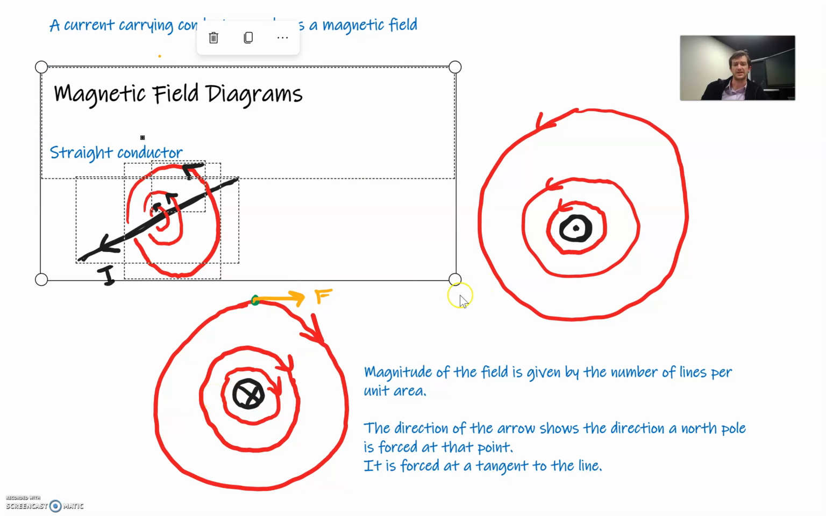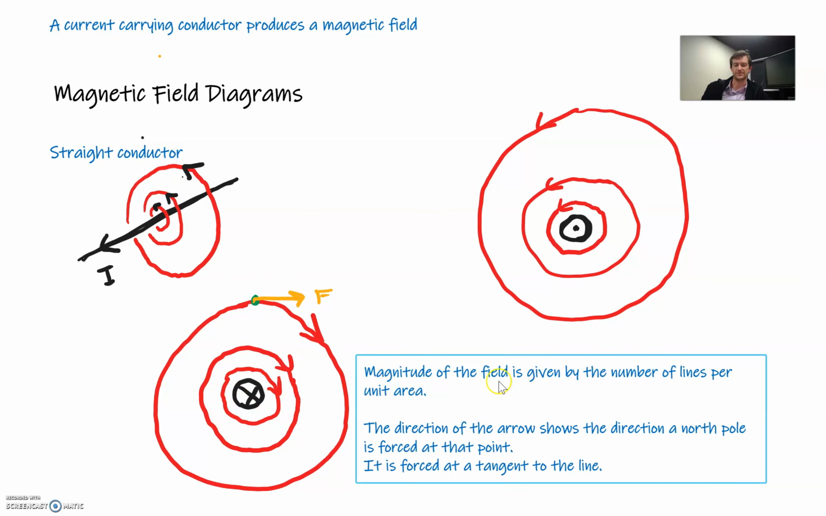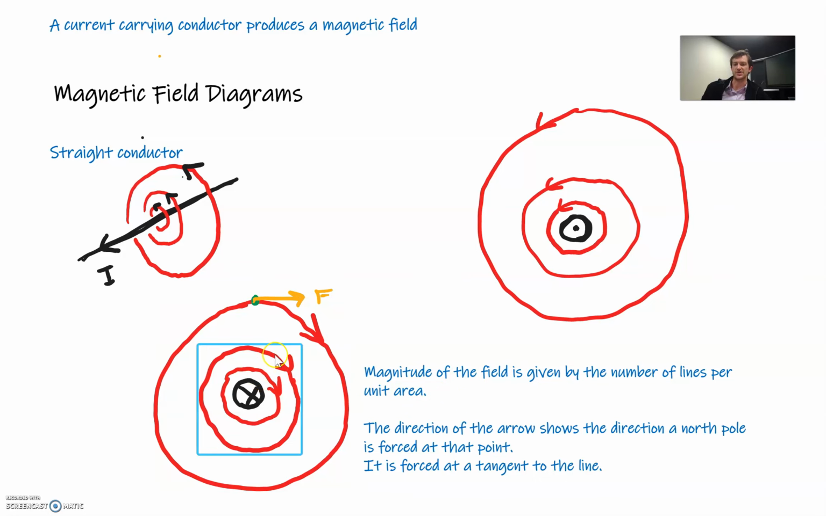Some things to remember: the magnitude of the field is represented by the number of lines per unit area. There are more lines per unit area the closer we are to the conductor, so the field is stronger. The direction of the arrow shows the direction that the north pole of a magnet will be forced if placed at that point. So if that green dot was the north pole of a magnet, it will be forced to the right, because that's the direction of the magnetic field at that point, at a tangent to the line.